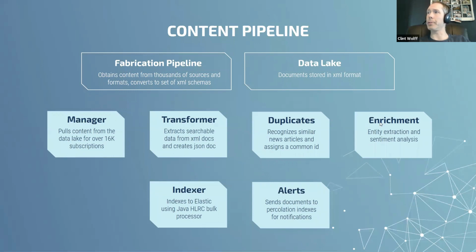Then those documents move on to enrichment. So we do entity extraction and sentiment analysis. That is sentiment analysis on the document as a whole and also on each entity that was extracted. So I can know how positive or negative a particular person or company was talked about within a particular document or article. And then that information gets added on in JSON format to the document, and it gets passed on to our indexer and alerts processes.